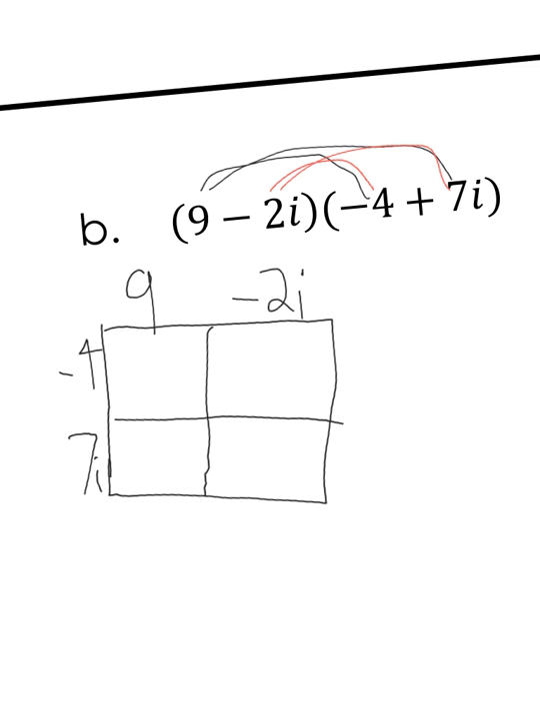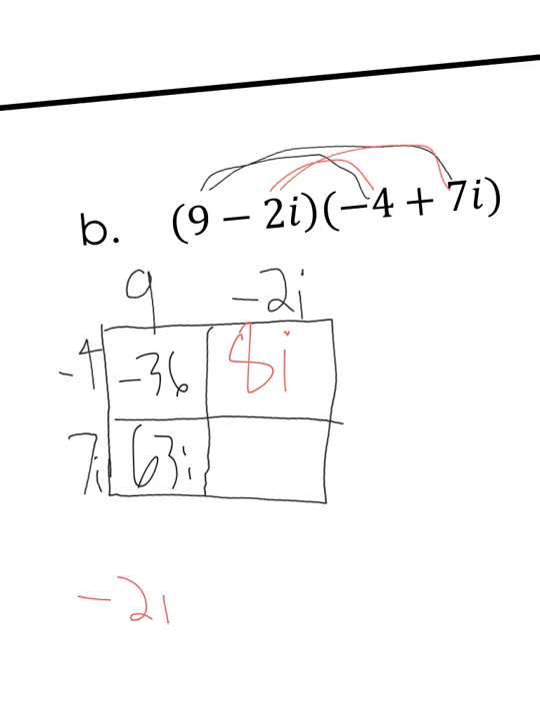Now, with the box method, it's kind of easier to see your work. What's 9 times negative 4? It's negative 36. What's 9 times 7i? 63i. And then, see, if I were doing the FOIL method, now I'm going to do negative 2i times those two terms. So, what's negative 2i times negative 4? That's 8i.